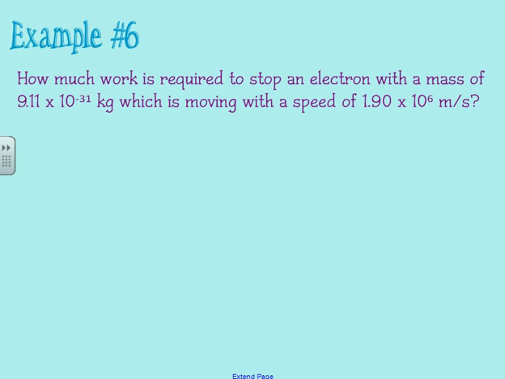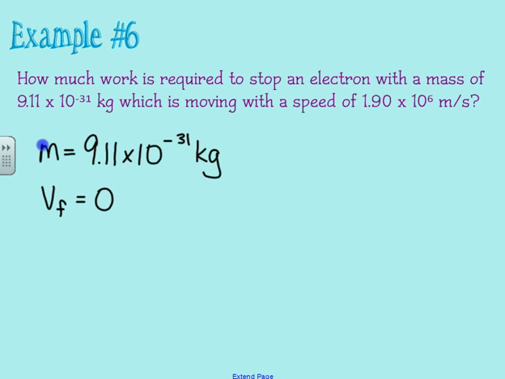Let's write out what we know. We know mass is 9.11 times 10 to the negative 31st kilograms. It says we want to stop the electron. So final speed is 0, and it's initially moving at 1.9 times 10 to the 6th meters per second.